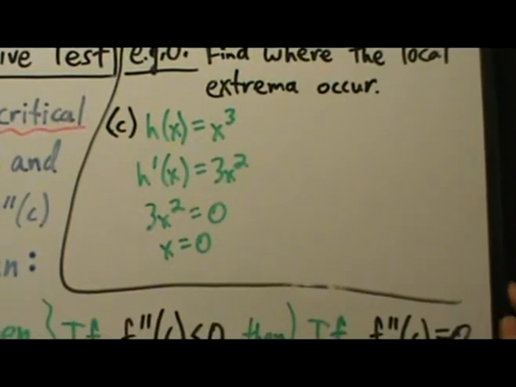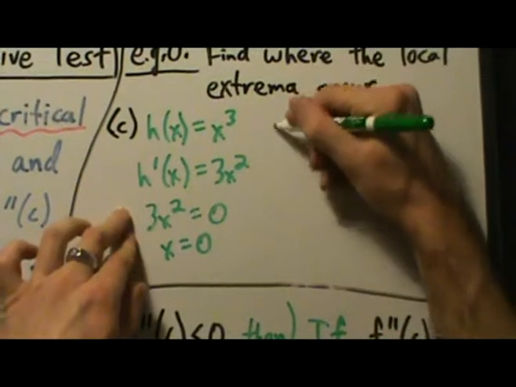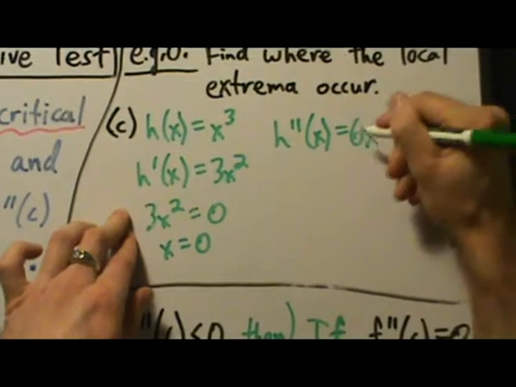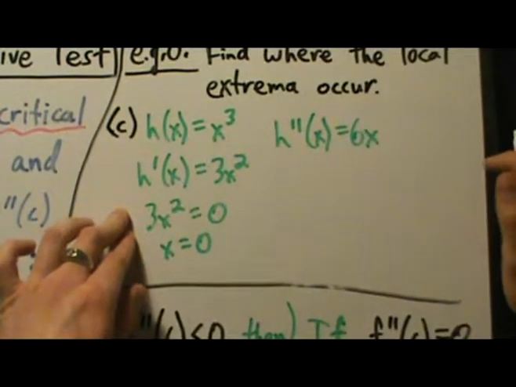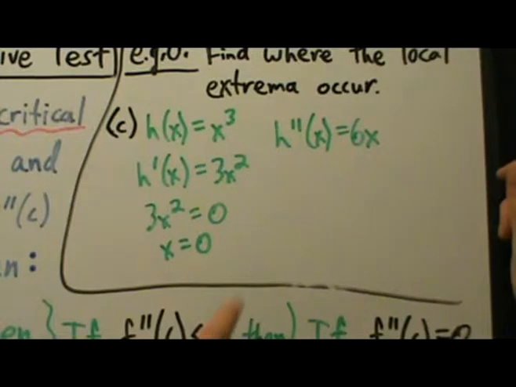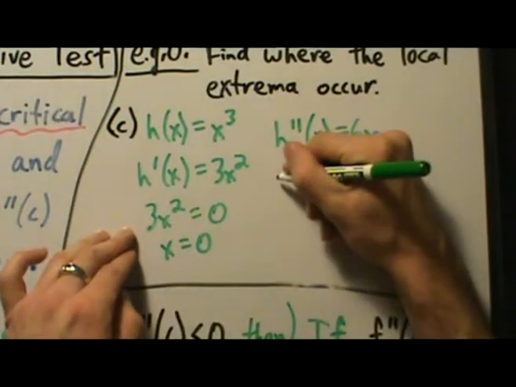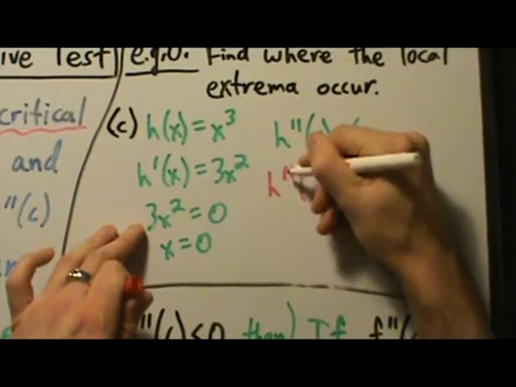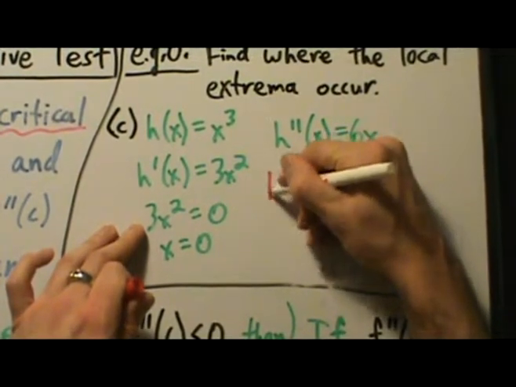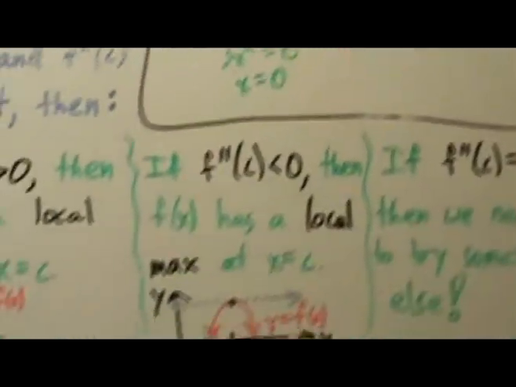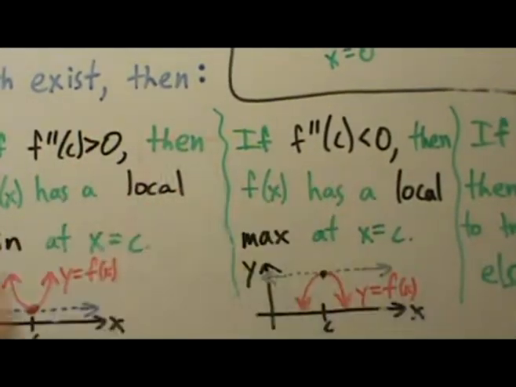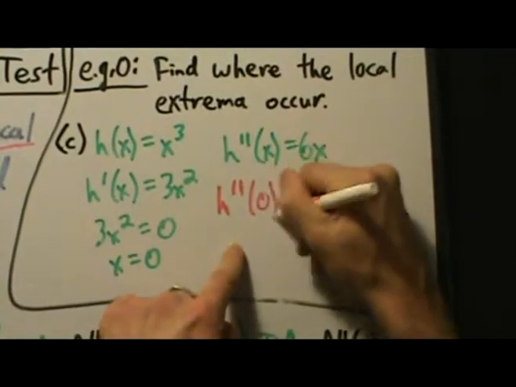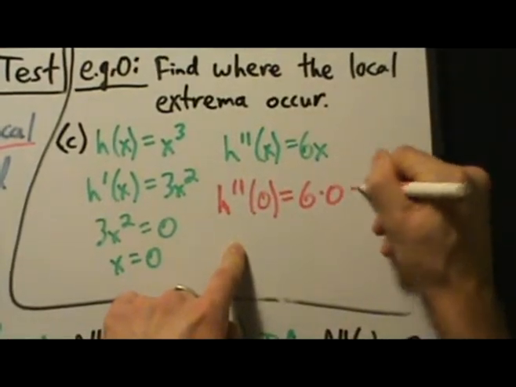So now, just like in parts A and B, we're going to take the second derivative, h double prime of x, which in this case is 6x. Okay? And then what we want to do is evaluate the second derivative at the critical point. So h double prime of 0. When you do the second derivative test, this is the key step: you want to evaluate the second derivative at the critical point. Then you want to know, is it positive, is it negative, or hopefully not, is it 0? So h double prime of 0 equals 6 times 0, which is 0.